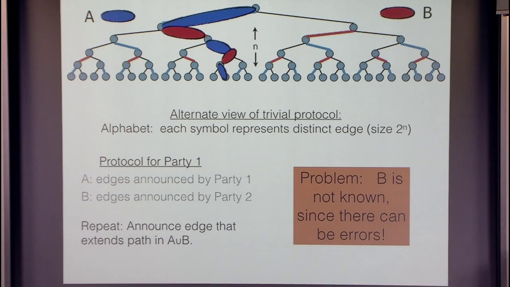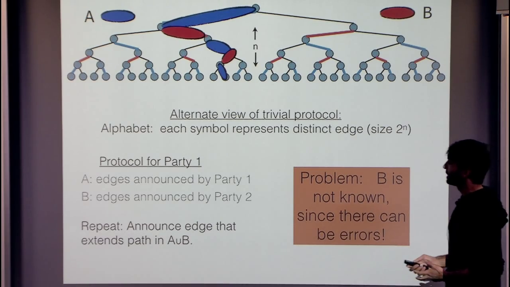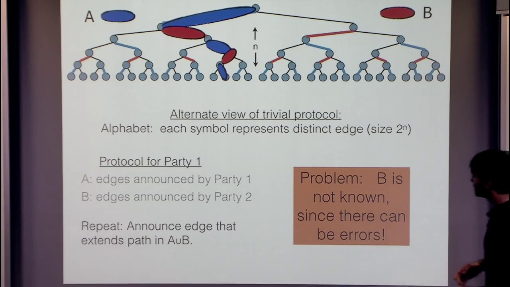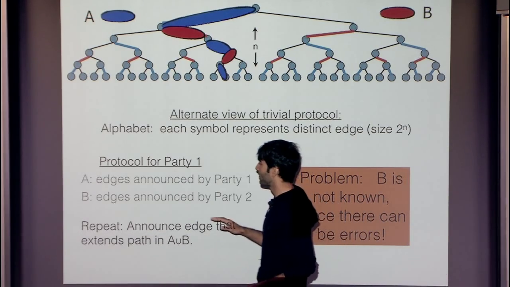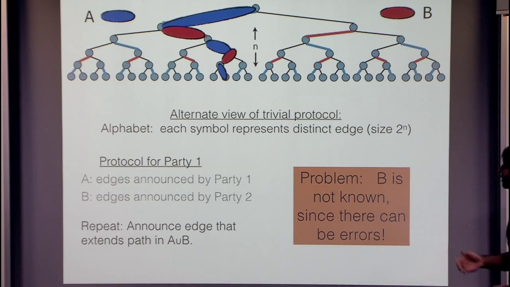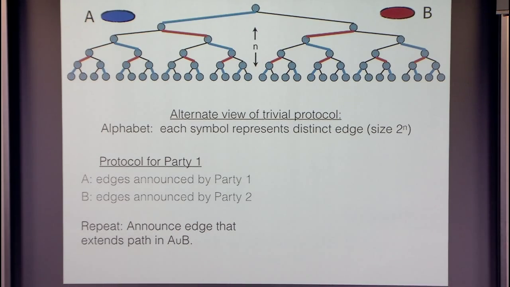Now, what happens when there are errors? The problem is that from the first party's perspective, he's not entirely sure what edges were announced by the second party, right? Because some of the messages he gets are corrupted. So for example, it might be that the first party announces this edge, and then the second party announces this edge, but the first party receives this edge because there's an error.